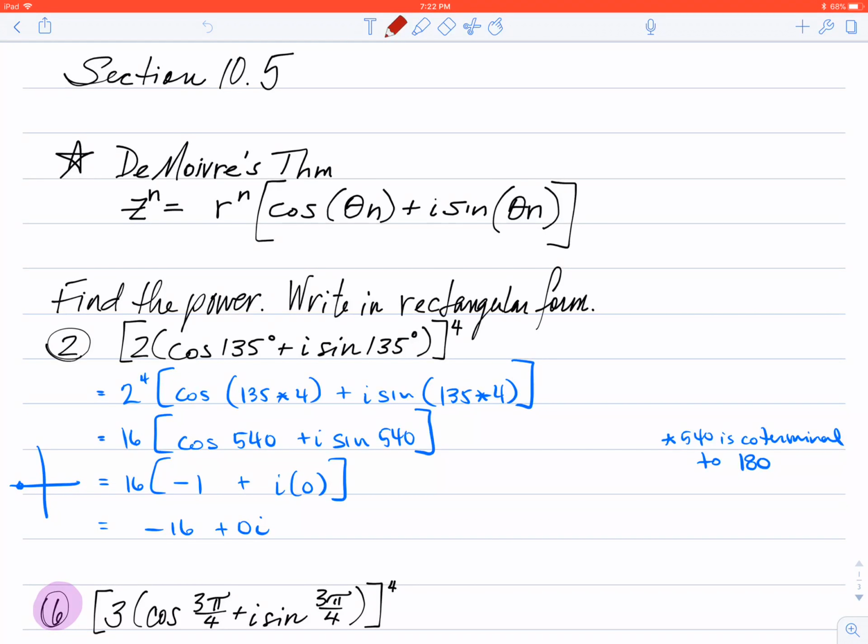Hey folks, this is section 10.5. I'd like to walk you through one of the examples towards the end of the notes. This is the session on DeMoivre's theorem. So you'll notice that I have given you DeMoivre's theorem right here. So make sure that you have that handy so that we can go through the example that I have for you.